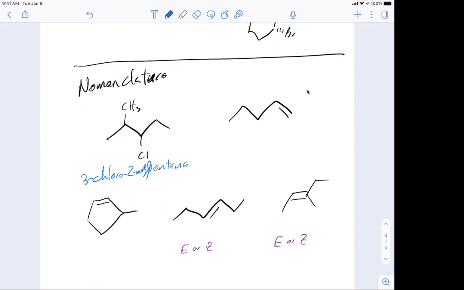In the second one, we have 5 carbons, but this time we have a double bond, but the double bond could be anywhere, so it is appropriate to put 1. So this is 1 pentene.